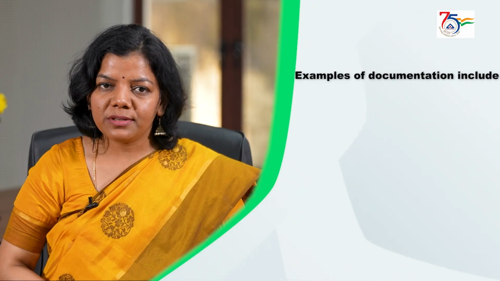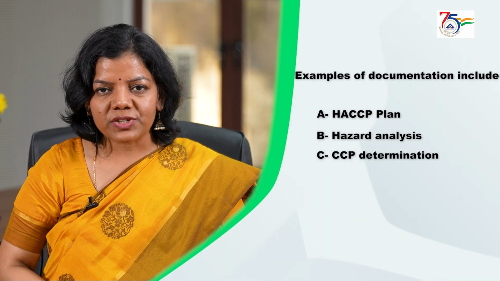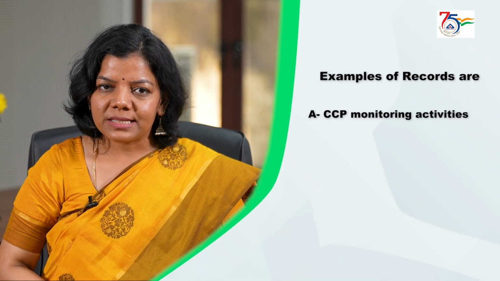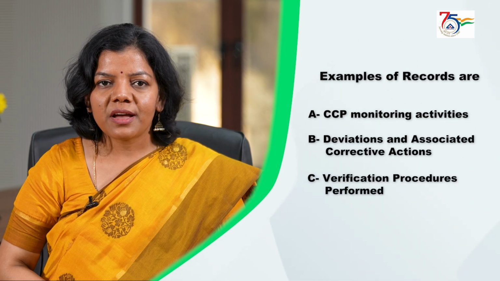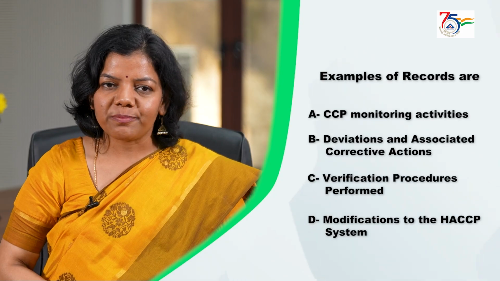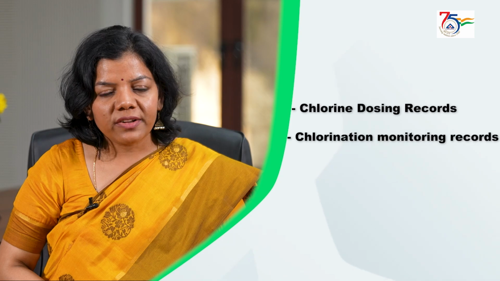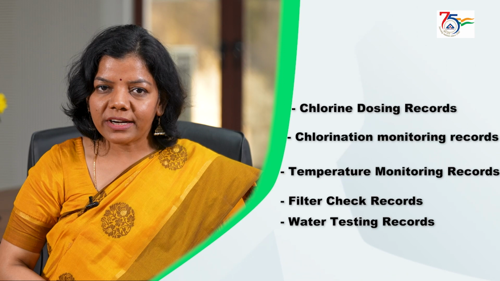Examples of documentation include HACCP plan, hazard analysis, CCP determination, and critical limit determination. Examples of records are CCP monitoring activities, deviations and associated corrective actions, verification procedures performed, and modifications to the HACCP system. Some other records include chlorine dosing records, chlorination monitoring records, temperature monitoring records, filter check records, water testing records, etc. All these records are an essential part of documentation.